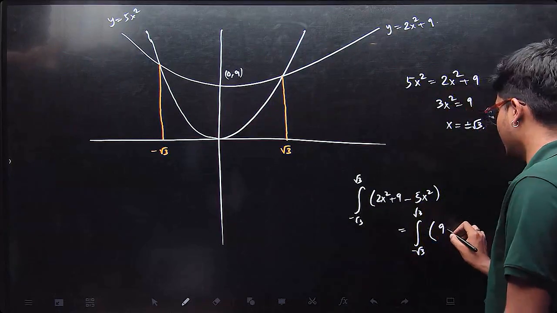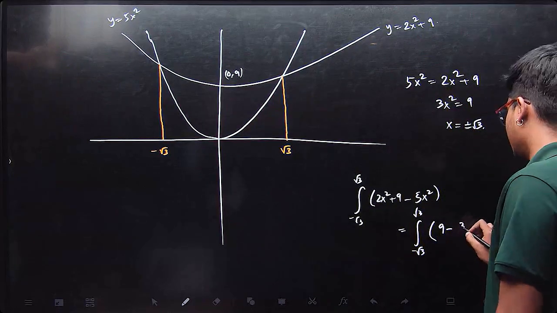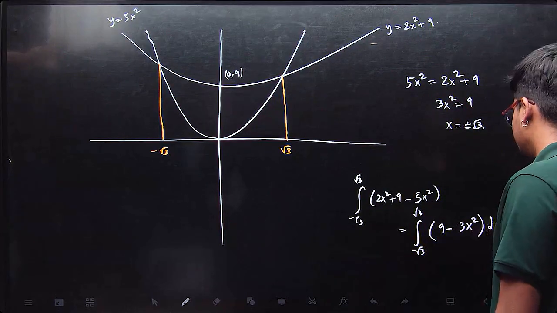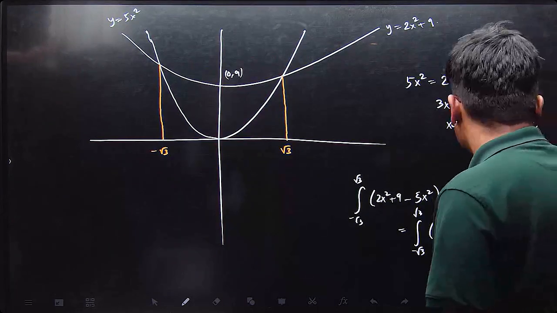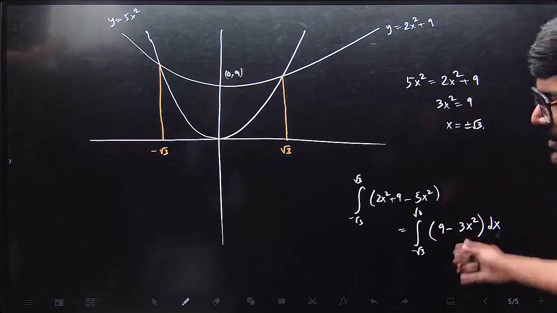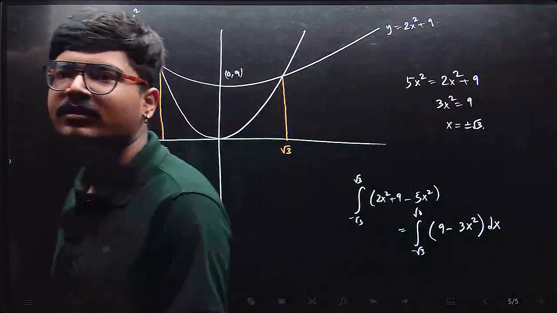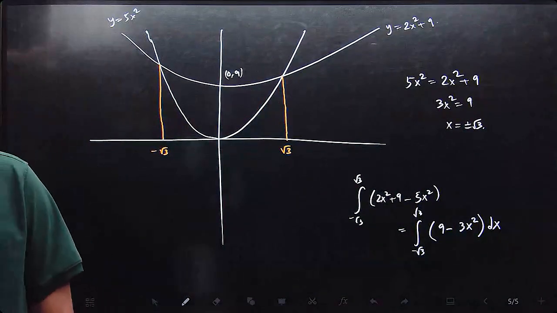This will become 9 minus 3x squared. Yes or no? Now what do you need to do? You just need to integrate this and find the final answer, okay? This turns out to be 12 root 3.